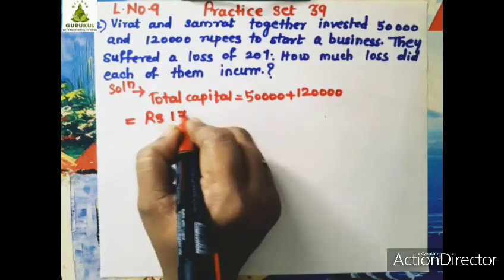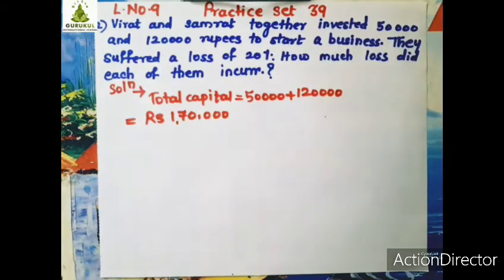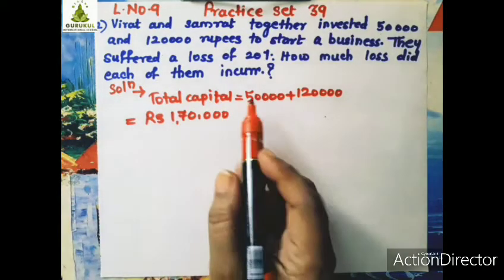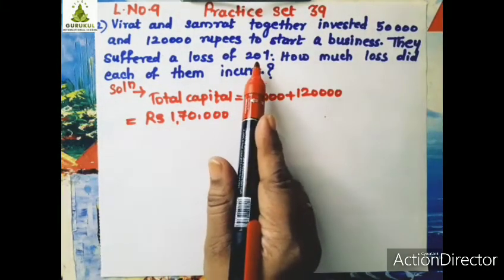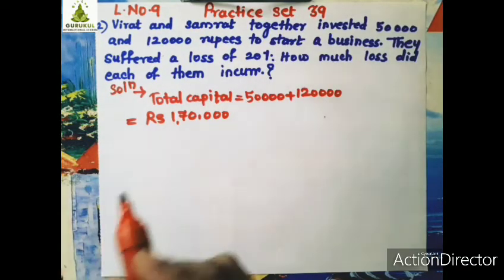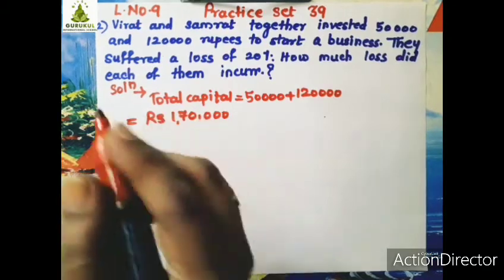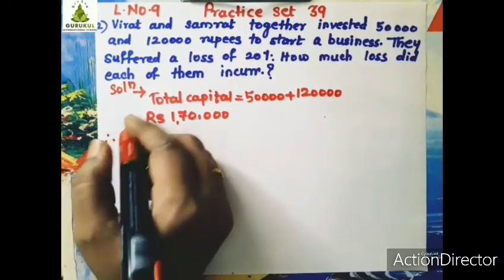Okay, so we'll write here 1,70,000 will be total capital. Now in that capital, in which ratio we have to distribute the loss, that is not given. So we have to find out the ratio. Therefore we'll write the ratio.